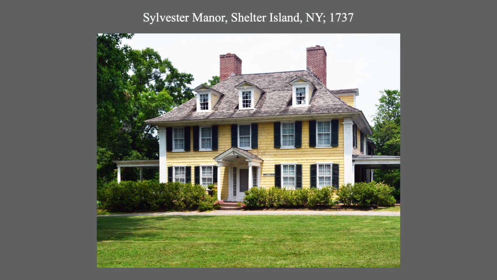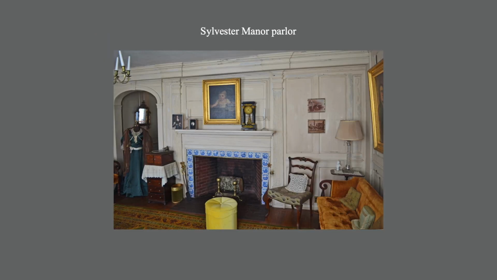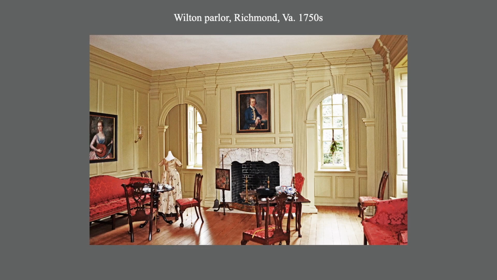The scale of colonial paneling, of course, varies regionally. Sylvester Manor on Shelter Island, New York, exhibits this point. It has fine paneling in its parlor, complete with fluted pilasters and an arched opening, but in deference to Long Island's chilly winters, the first-floor ceilings are quite low, about 8 feet. The mannequin on the left provides a scaled figure. We compare it with Wilton's parlor, a room with similar detailing, but with a ceiling height of 12 feet.